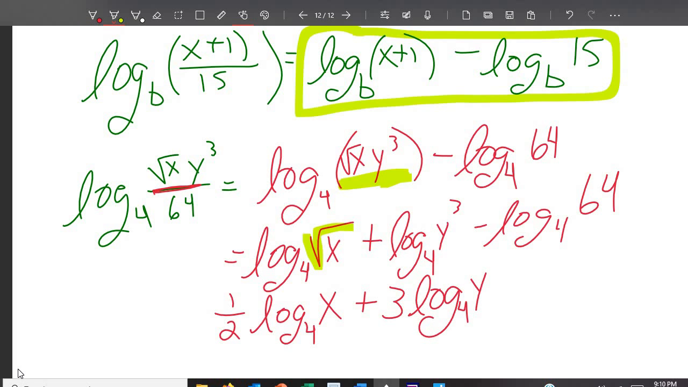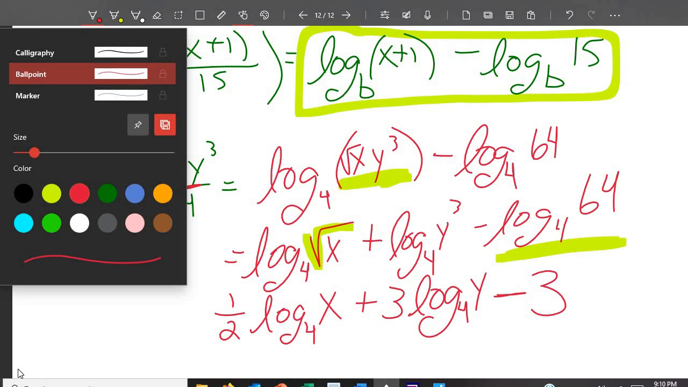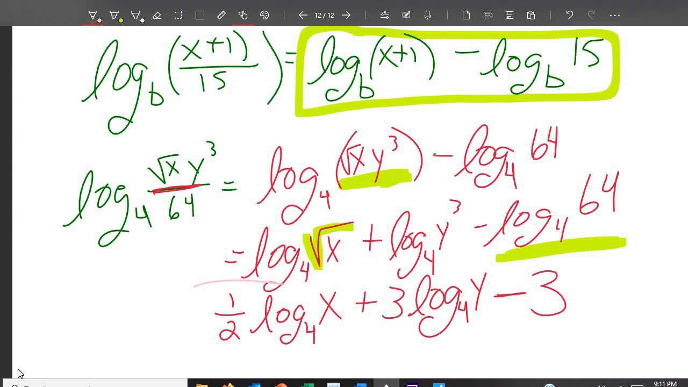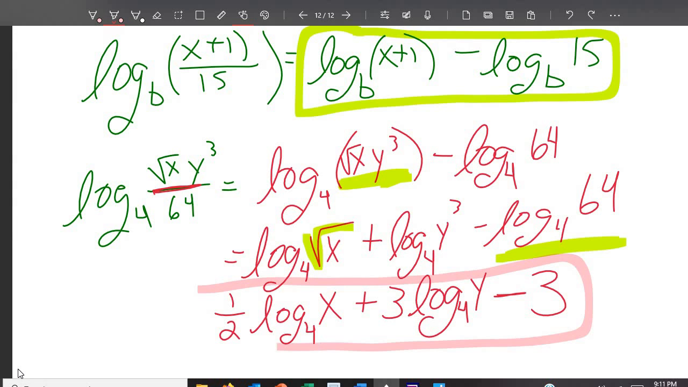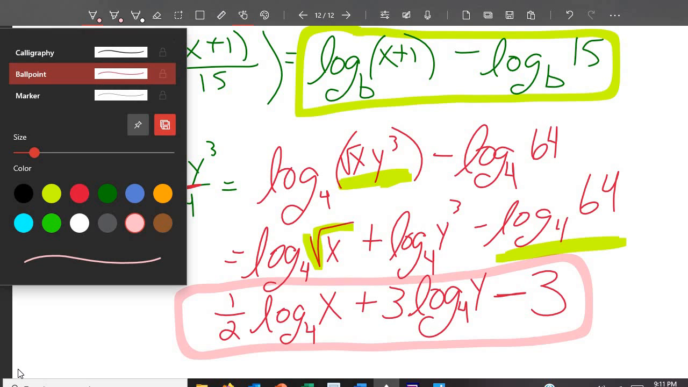Now, this is all numbers, so we need to try to simplify that. Is there an exponent I can put on 4 that will give me 64? And the answer is yes. It's 3. So this, sorry, let me erase it. This is the final answer. So you've got to do them in a specific order. Quotient first, then product, then power.